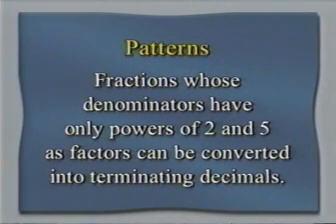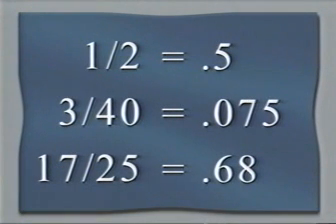The first pattern we'll investigate concerns converting fractions to decimals. Fractions whose denominators have only powers of 2 and 5 as factors can be converted to terminating decimals. For example, 1/2 equals 0.5, 3/40 equals 0.075, 17/25 equals 0.68, and so on. All other fractions have decimal representations that are repeating. At some point in the decimal representation, there's a cycle of repeating digits.